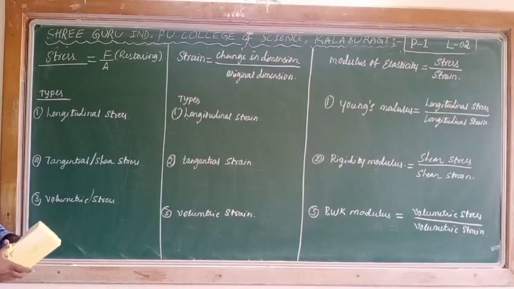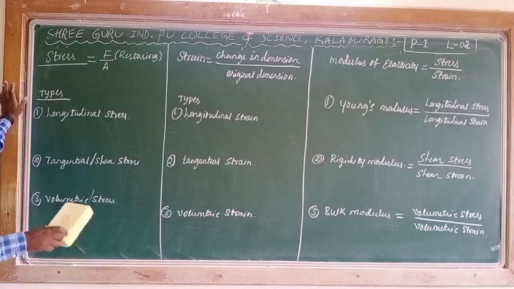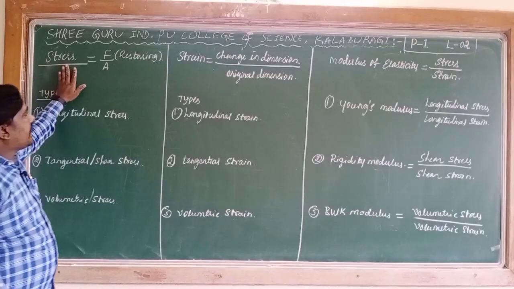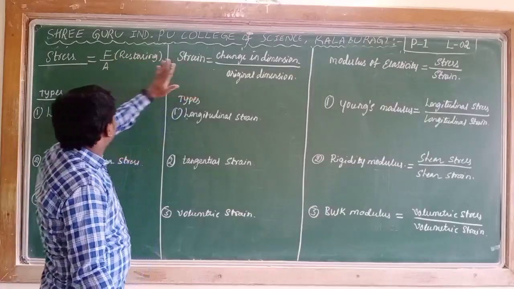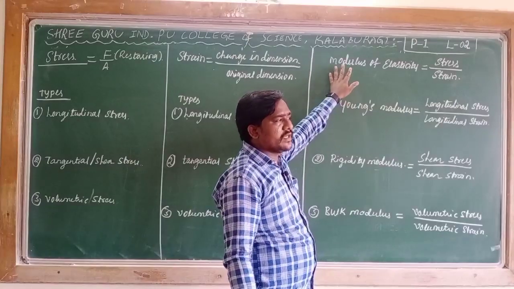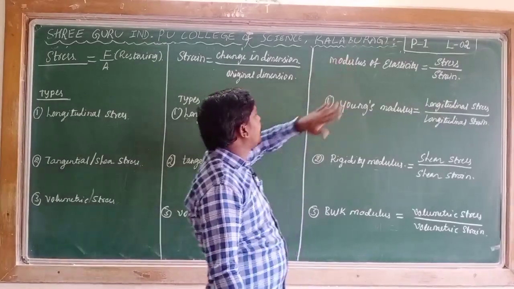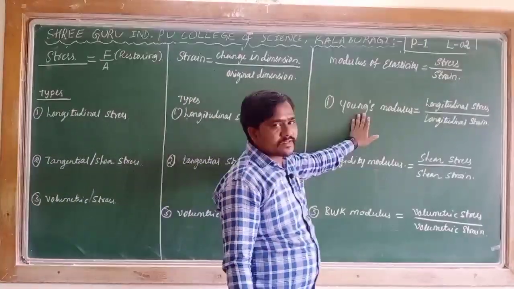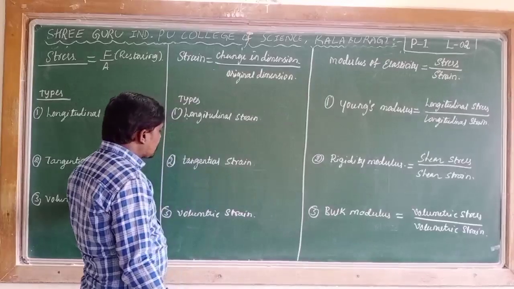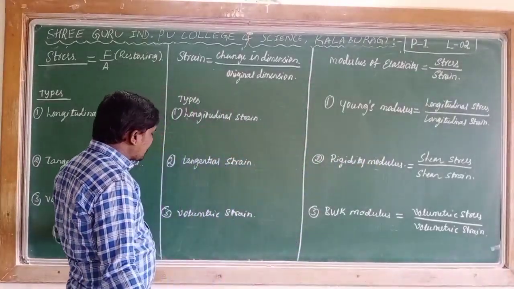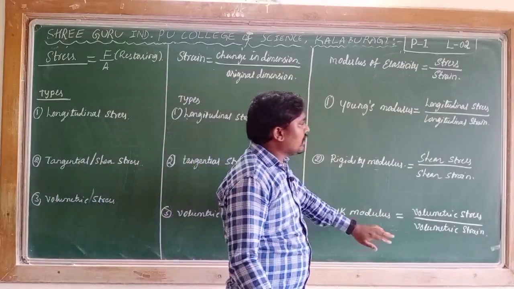Listen here, this chart will help us to find the modulus of elasticity by stress and strain. If we know stress and strain, we can explain the modulus of elasticity, or we can remember it very easily. Longitudinal stress by longitudinal strain is Young's modulus. Tangential stress by tangential strain is rigidity modulus, and volume stress by volume strain is bulk modulus.